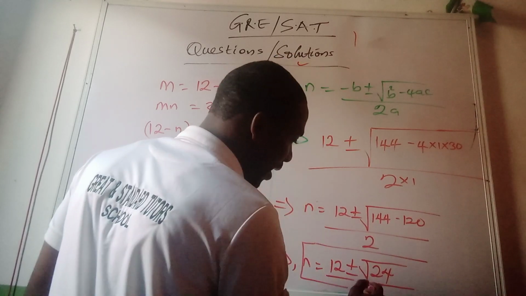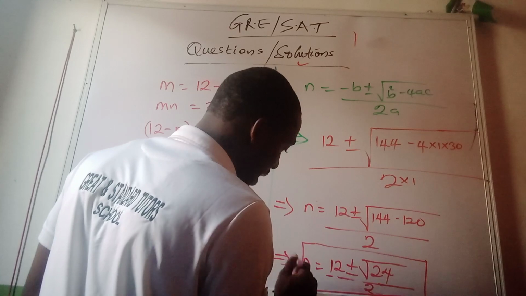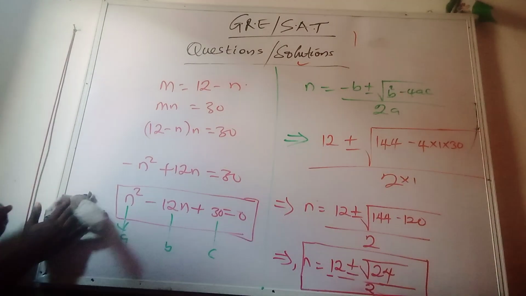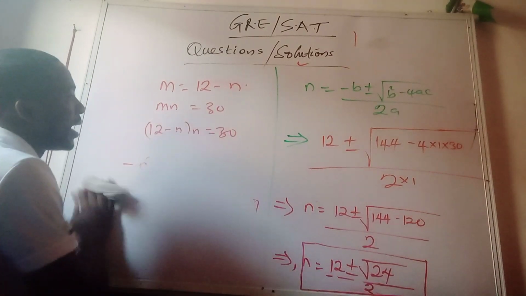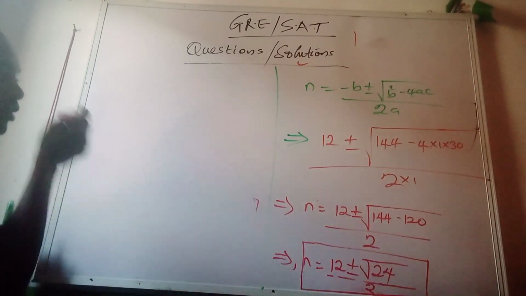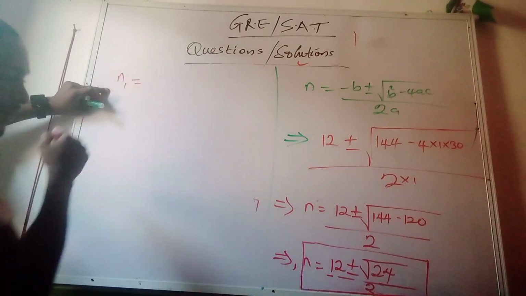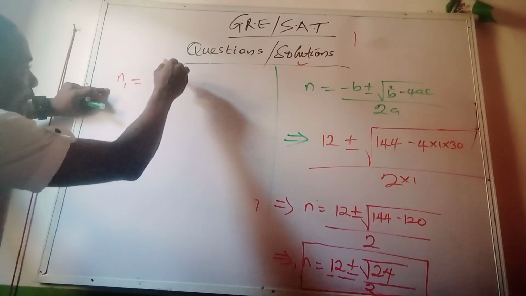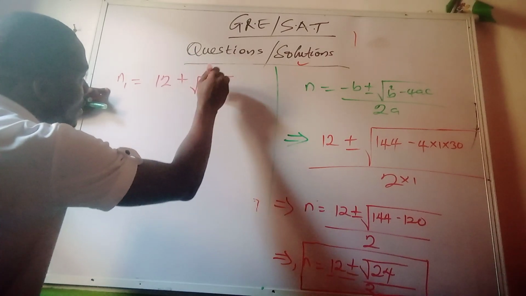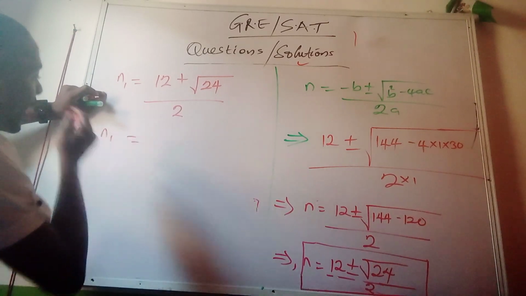And there's a way we can simplify this further. Let's see how we can break that down. It means that n has 2 answers, as I've told you. So the first n, let me say n1, is 12 plus the square root of 24, everything over 2.